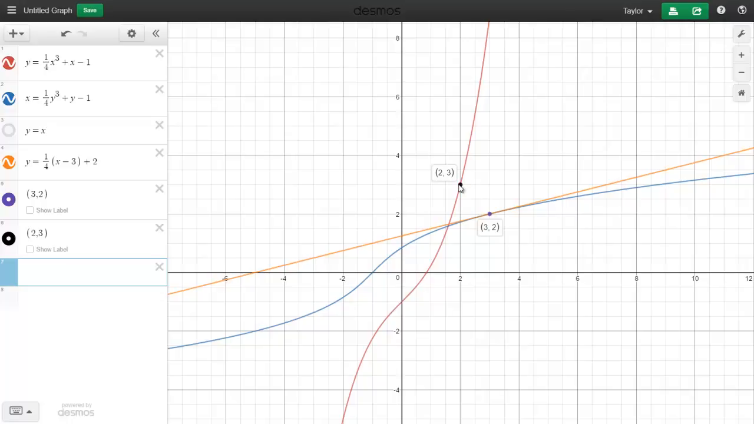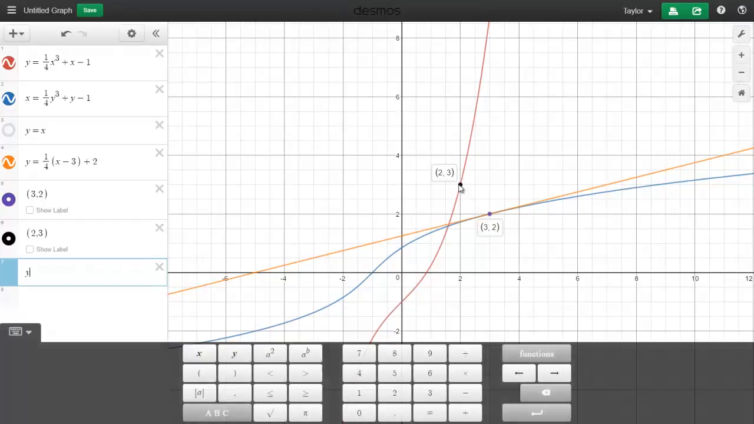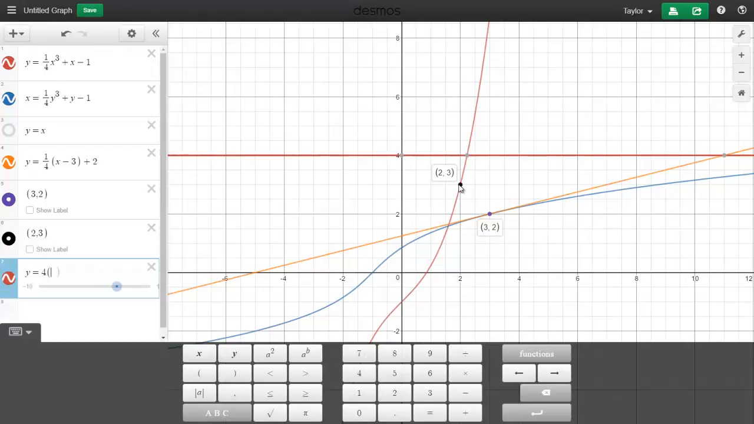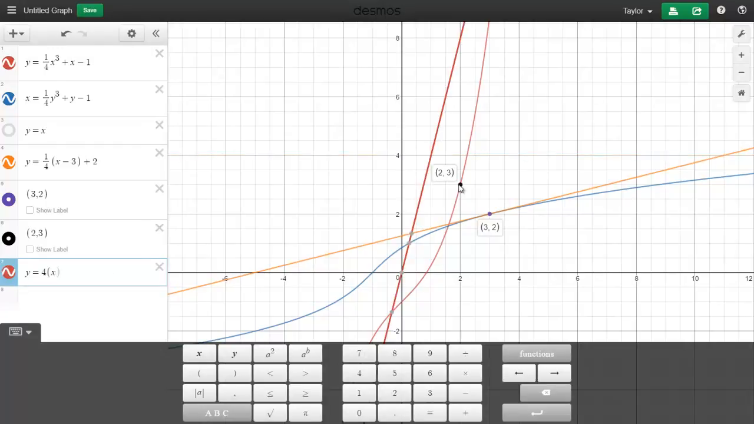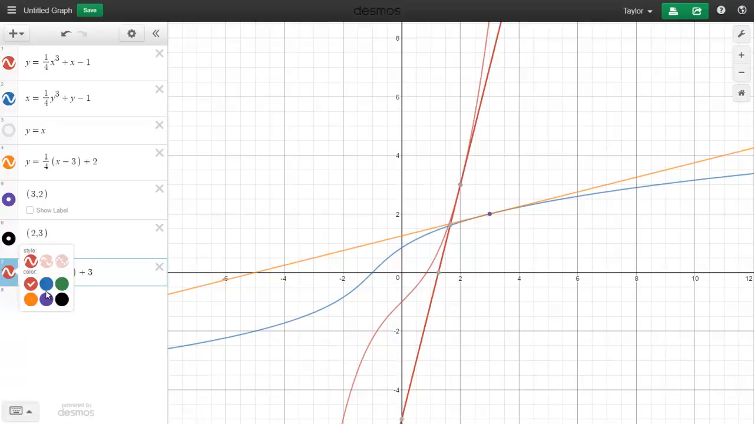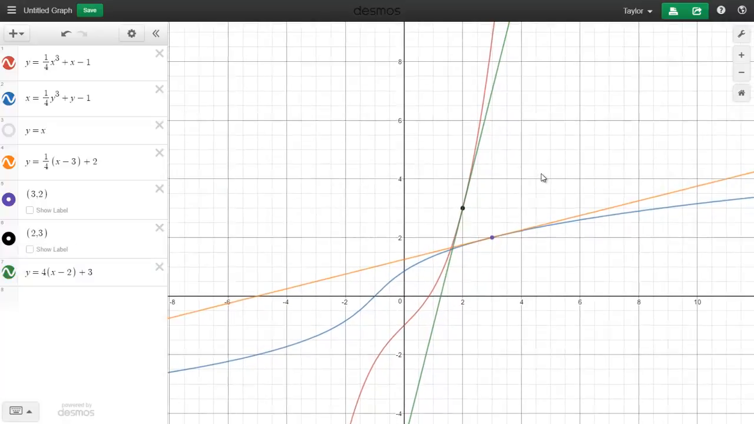Let me see if that works out. Again, I'm just going to use the point slope form really fast. That would tell us that m equals 4 is what I'm proposing, and the point there is (2, 3). So we could say that y equals 4 times (x minus 2) plus 3. Let's change that color, that tangent line. Let's say green. There you go.